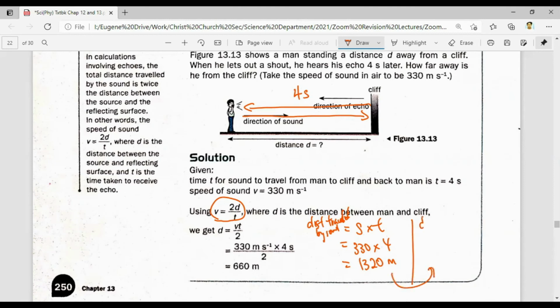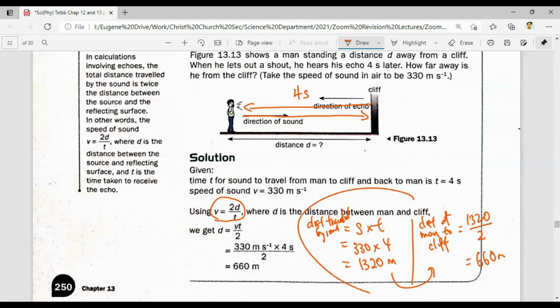I need to take the distance of man to cliff, which is actually equal to 1320 divided by 2, because it's 2 times, going to the wall and then coming back. So what you're going to get is 660 meters.